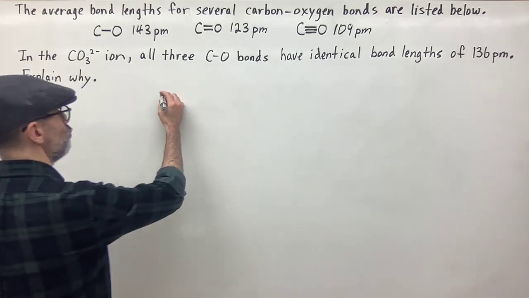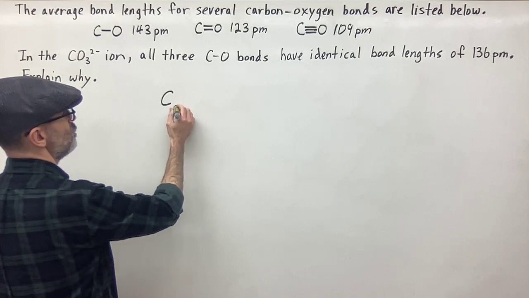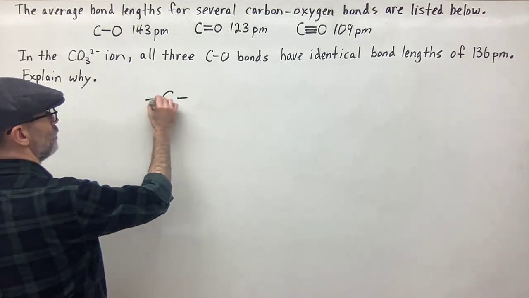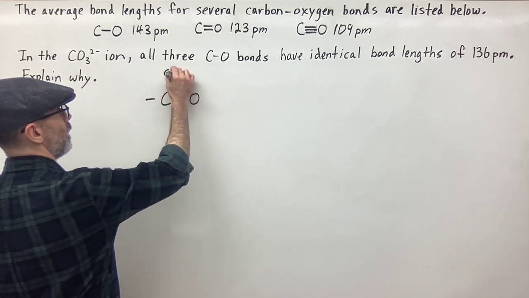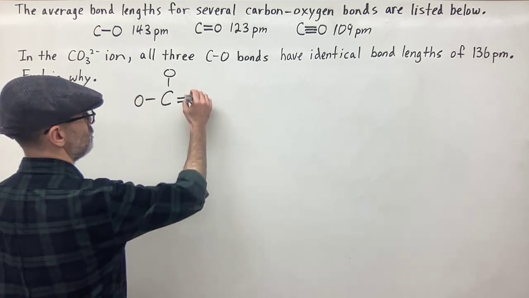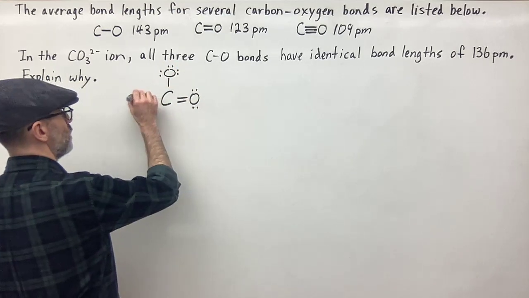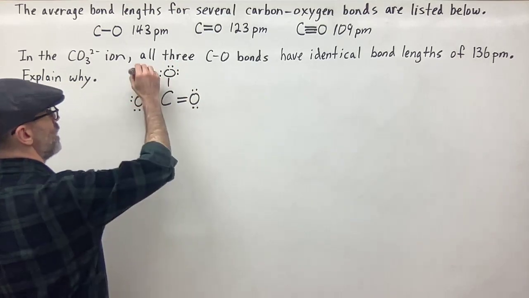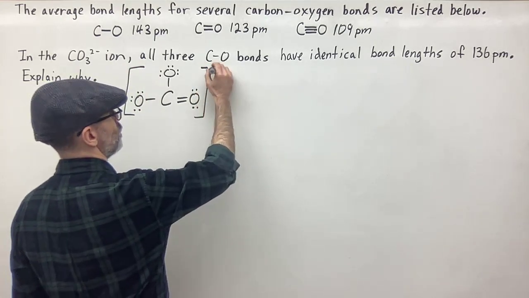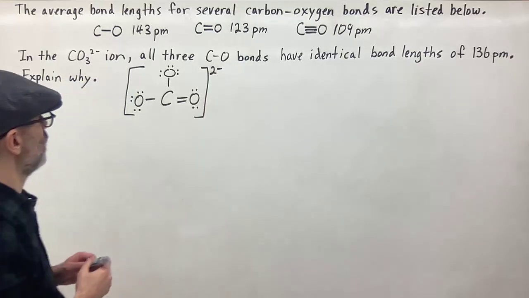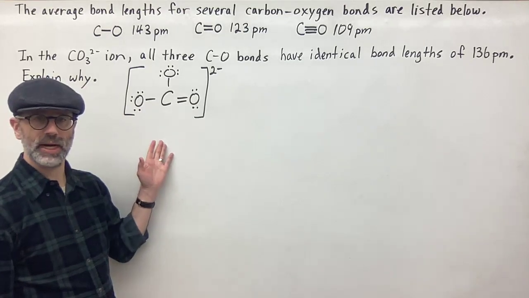And when you do that, you should get carbon with the three oxygens bonded. So we'll have the three oxygens, and one of them is going to have a double bond. We'll have lone pairs there, three lone pairs there, and three lone pairs there. And we should have our brackets because this is an ion with a charge. So we'll have the 2- charge on the outside. So here is the Lewis structure for the carbonate ion.